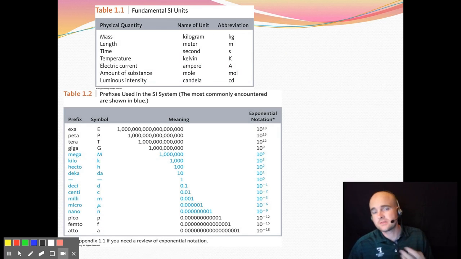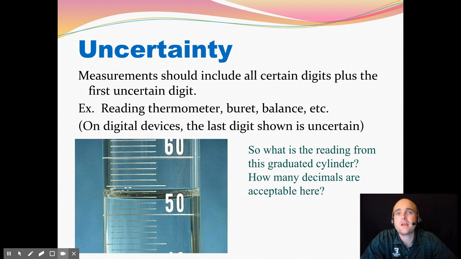Only the ones in blue are the ones you should be familiar with, so come back to this later if you need to. We'll have to start taking account of all the uncertainty that's in our measurements. Every measurement should always include the certain digits plus the first uncertain digit. Remember that every instrument will have some kind of uncertainty somewhere, even the most precise. On a digital device, the last digit shown is uncertain. So on a scale, even though I have 4 decimal places there, that last one is actually uncertain.